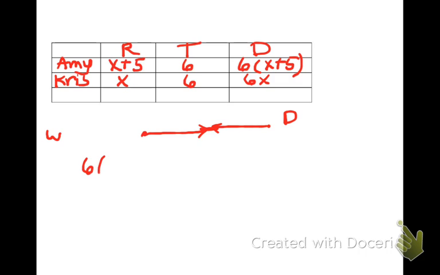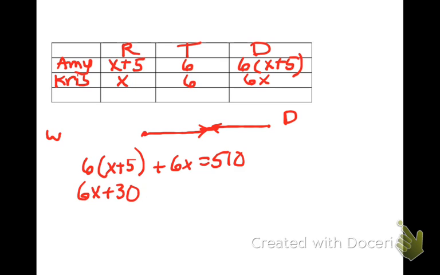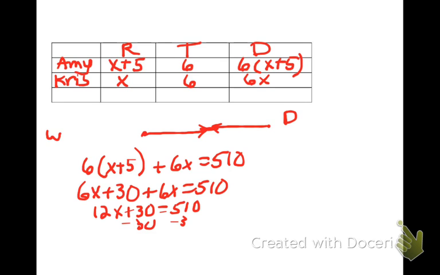So 6 times the quantity x plus 5 plus 6x equals 510. So 6x plus 30 plus 6x equals 510. Simplifying, I get 12x plus 30 equals 510. So I'm going to subtract 30 from each side.